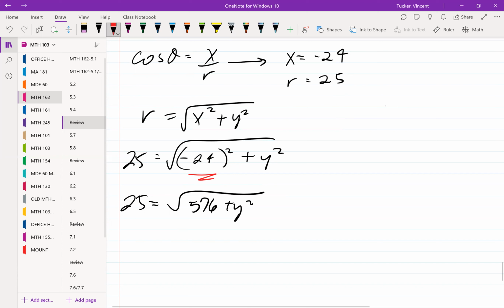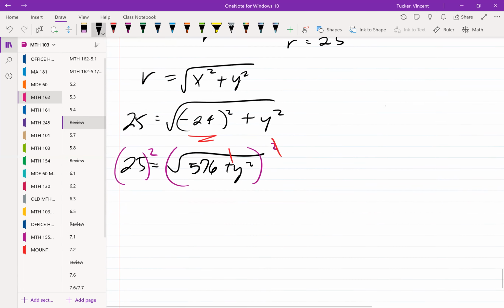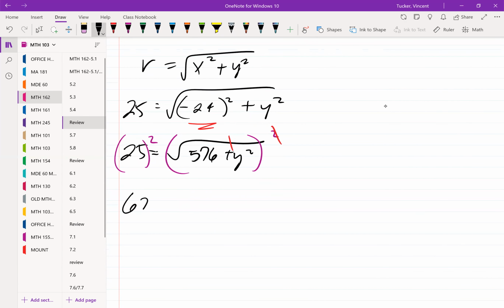So I need to square both sides in order to get rid of that square root right here. And so 25 squared is 625, and then there's 576 plus y squared. So this was the piece that I was talking about that you missed in your notes. You didn't square that 13, which would give you 169. So now we can solve for y squared. Minus 576, I believe that's 49.